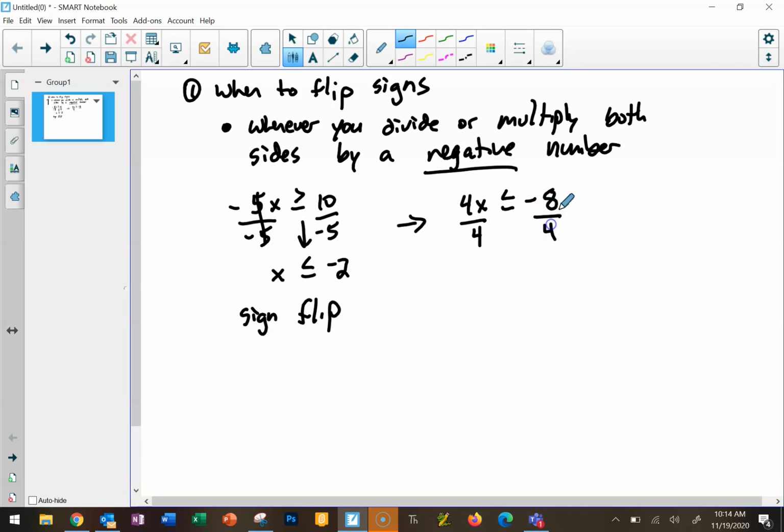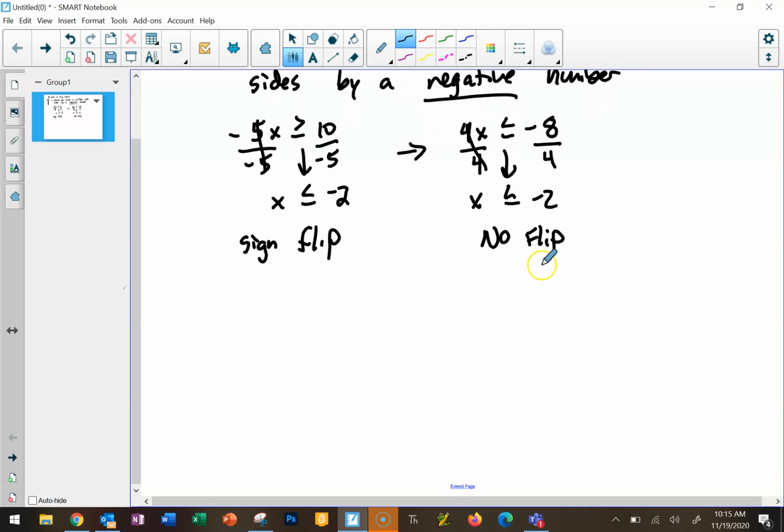So even though we're dividing, there's a negative number over here, we're not dividing by the negative number. So that's the important part. So this sign does not change, and we're left with x is less than or equal to negative 2. Okay, so no flip on this one. Right? Remember, it's only if you're dividing or multiplying by a negative number. So there's an example of a flip and a non-flip. And now let's do the multiplication part.